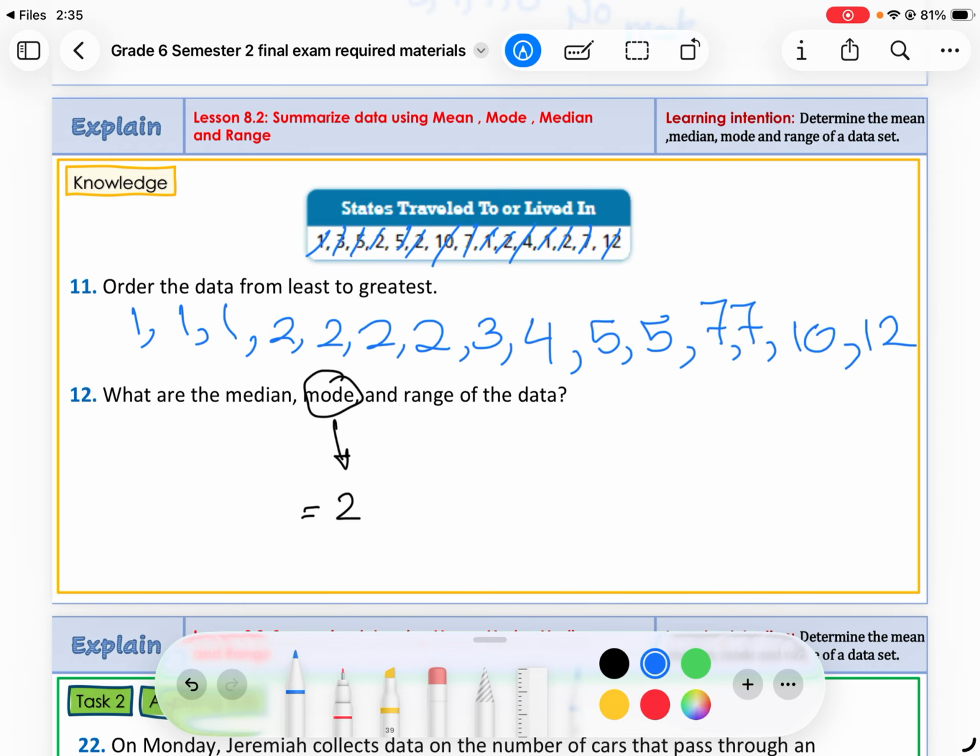Now, let's find the range. How do you find the range? The range is the highest minus the lowest. So 12 minus 1 equals 11. Okay? Finally, now let's do the median.